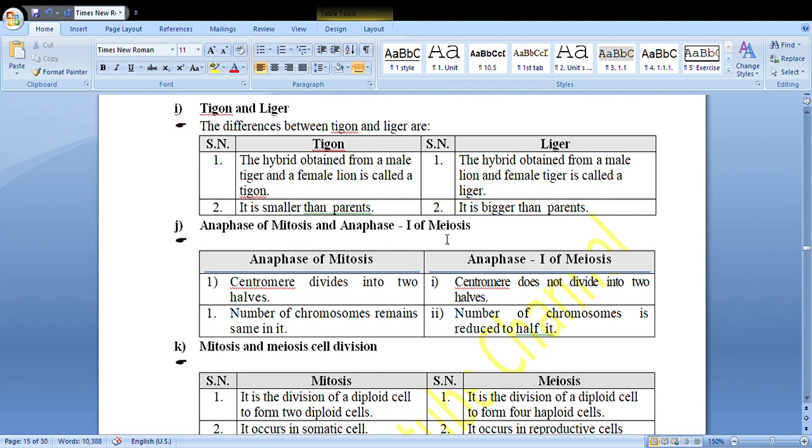Anaphase of mitosis and anaphase 1 of meiosis. It's for extra knowledge. In anaphase of mitosis, the centromere divides into two halves. In anaphase 1 of meiosis, the centromere does not divide into two halves. The number of chromosomes remains the same in mitosis. The number of chromosomes is reduced to half in meiosis.